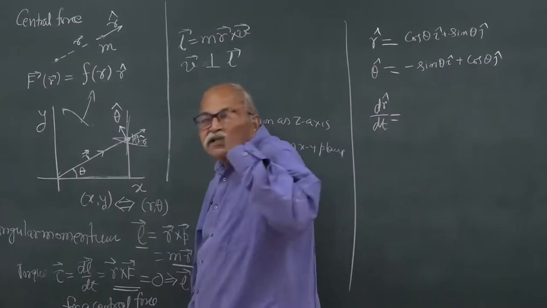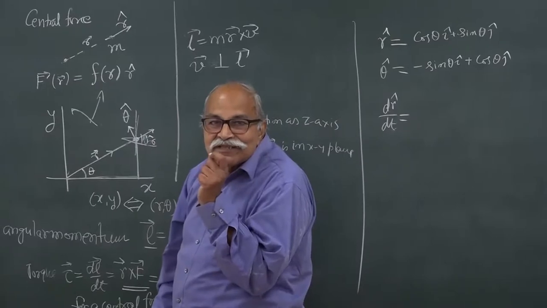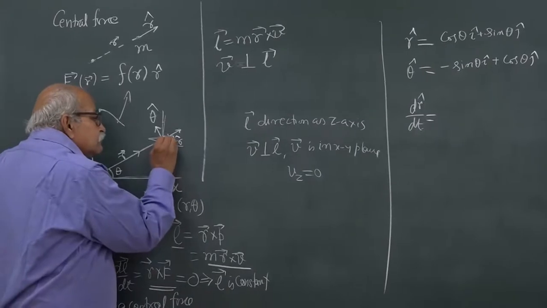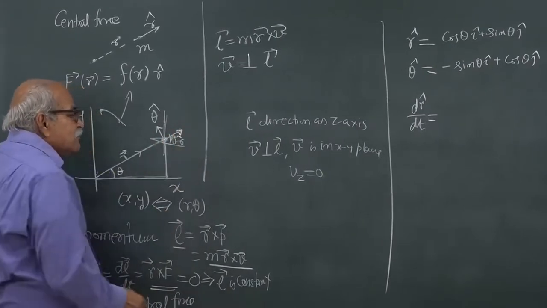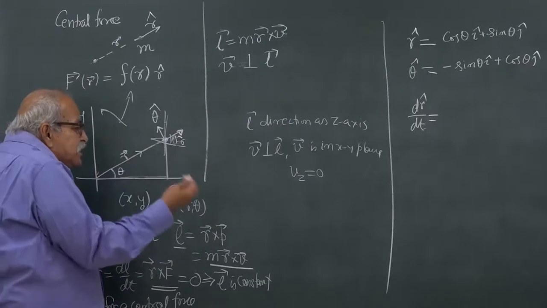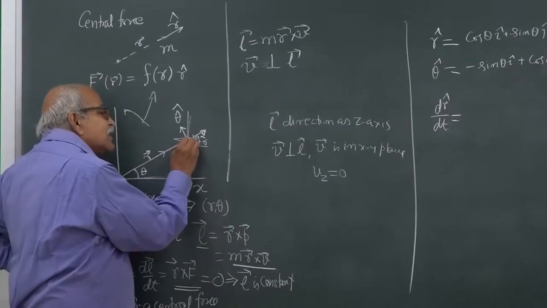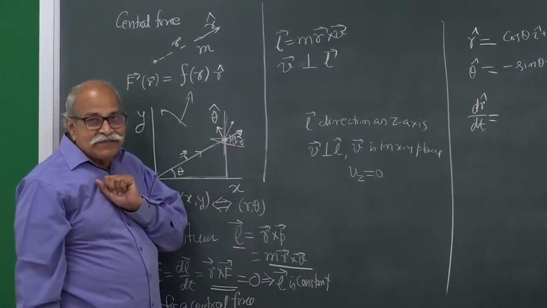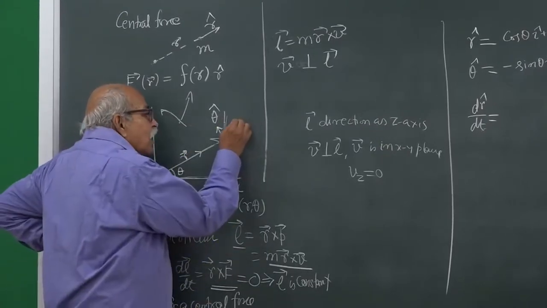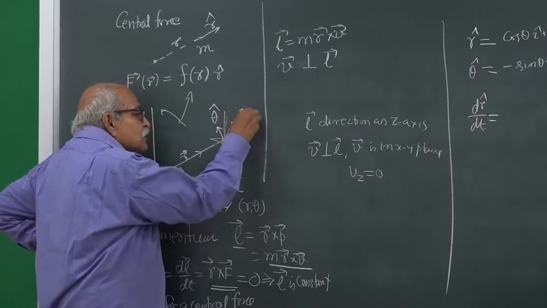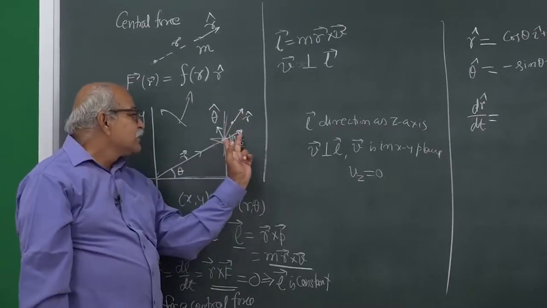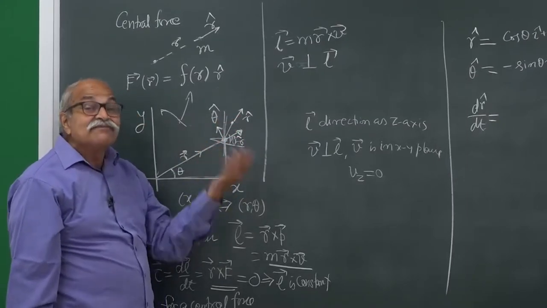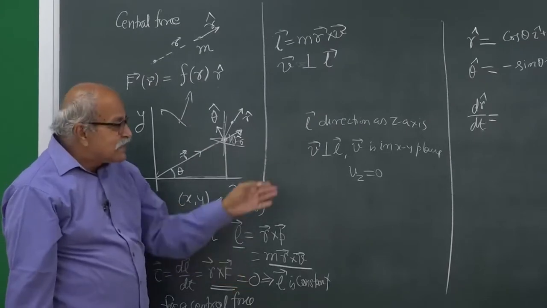And first, what does this mean? dr cap dt. The particle is here, you have an r cap direction, this is r cap. Then in a time dt, the particle goes from here to somewhere else, let us say here, of course, in time dt. So it is an infinitesimal displacement. And now r cap is this. So how much is the change in r cap? This vector minus that vector. That is the change in r cap, and therefore I divide by dt and I get this dr cap dt.